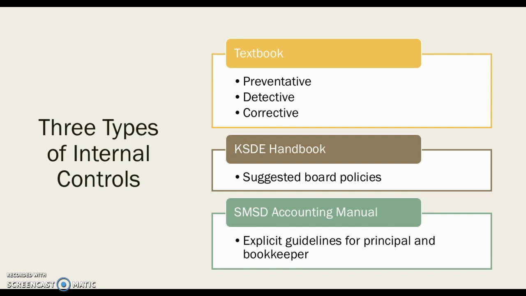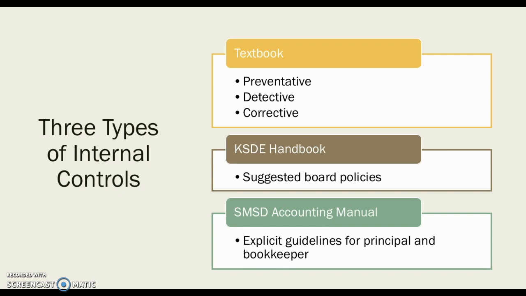Detective board policies that are suggested are auditable, checkable records, the activity fund bookkeeper preparing a financial report for each student organization, and all money being kept in a locked safe or vault.